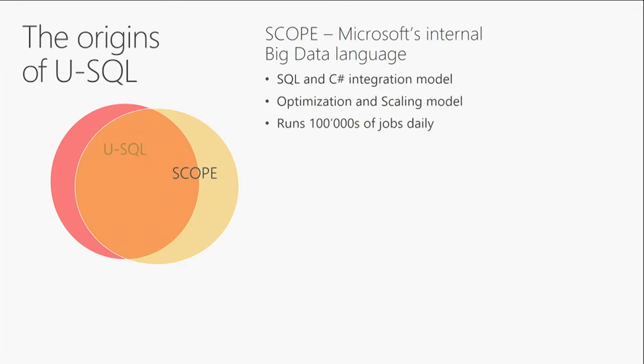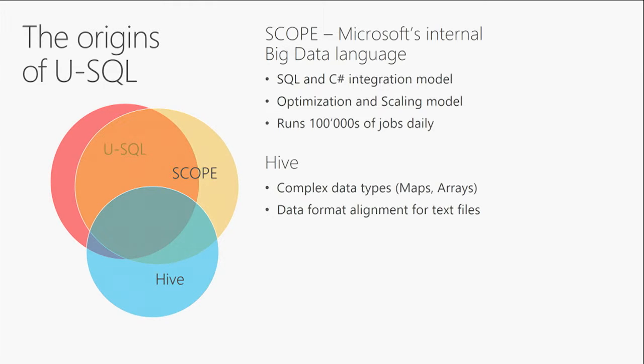And just to show you that this language is actually already used in production, Scope today runs several 100,000 jobs per day over petabytes of data within the Microsoft Big Data environment. But we also looked at other things, such as, for example, Hive, to see what kind of capabilities people want to have. And for example, from Hive, we basically took a look at the complex data types, such as maps and arrays, and added them to uSQL.